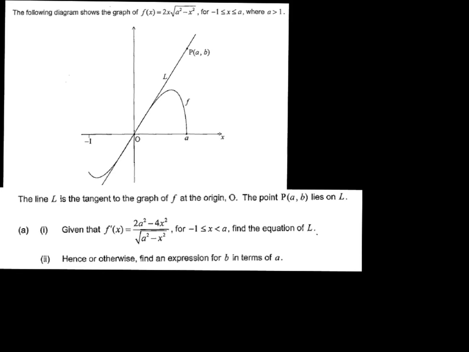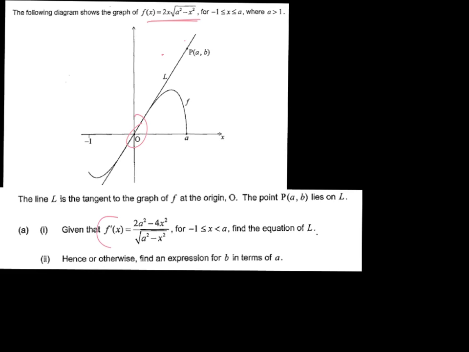At the back of the paper here in question 10, there's a bit of a kicker in quite a challenging question. So we're given here the diagram which shows a function for values of x between -1 and a, where a is greater than 1. And we're told that this line L is the tangent to the graph of f at the origin, and we know that the point (a, b) lies on the line L.